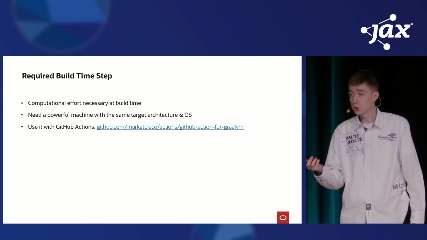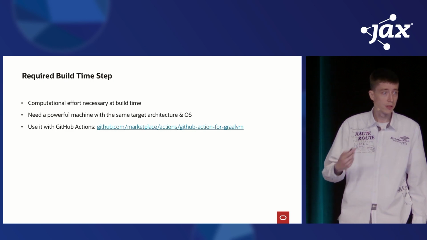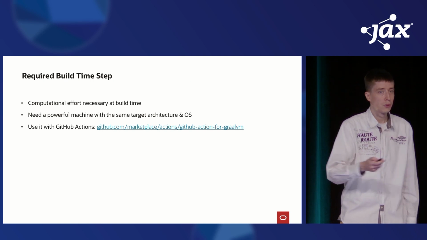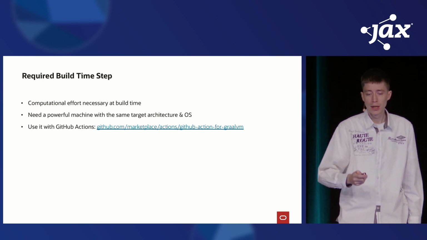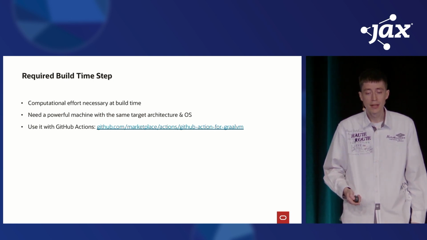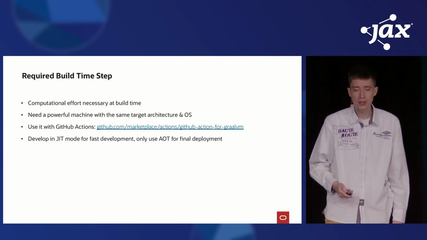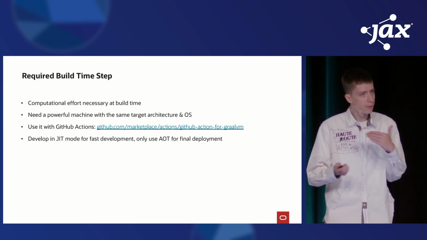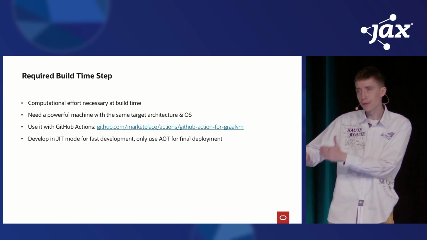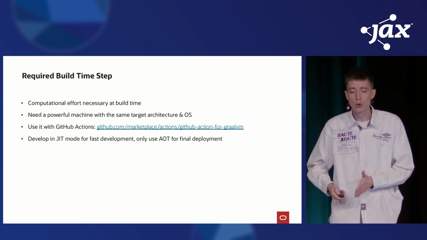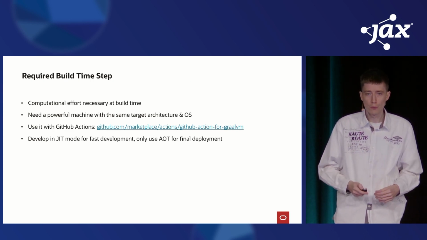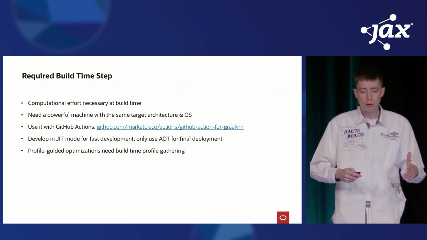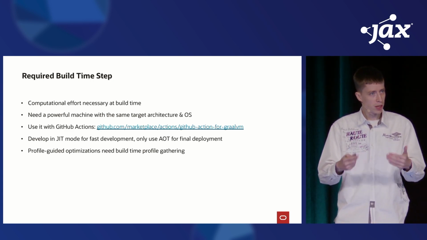You can use for this, by the way, also GitHub Actions. So that's specifically interesting if you want a command line utility for many different platforms. You can configure GitHub Actions to create these native images for you. We have on the GitHub Marketplace a plugin for GraalVM on GitHub Actions. And the idea here is that you develop your application in JIT mode because you want to be fast during development, and then only at the final step when you deploy your application, you go to ahead-of-time compile mode for that final deployment.